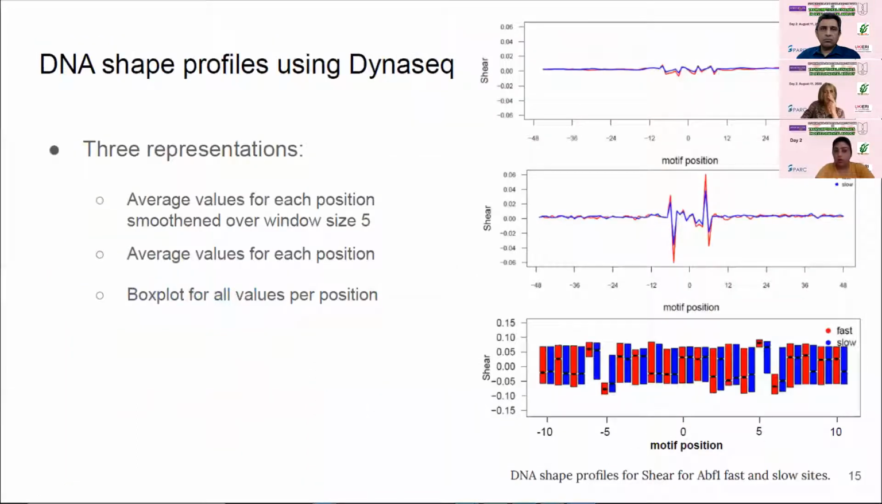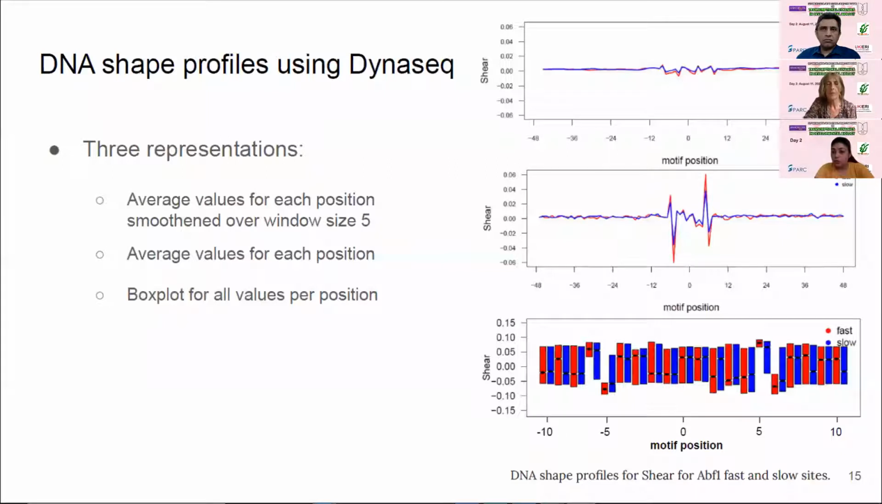So what do the DNA shape profiles of these fast and slow sites tell us? Here you can see that I've shown 3 different types of plots. The upper plot is showing the average values of a conformational parameter. Here I'm showing the shear conformational parameter, the average values of shear per position using a smoothing window of 5.